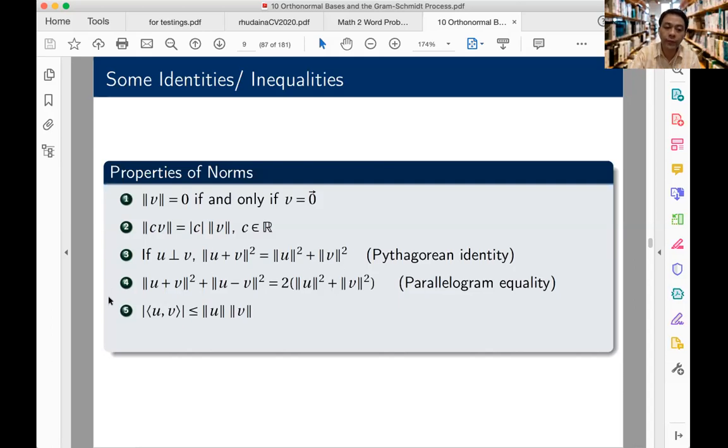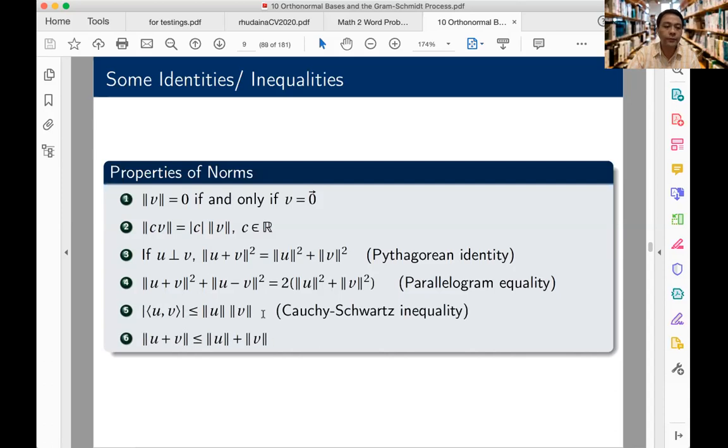So yung nasa left na ito, real value yan, no? Absolute value, is less than or equal to the product of the norms of u and v. Okay? We call this the Cauchy-Schwarz inequality. Okay? The Cauchy-Schwarz inequality. A very popular inequality. You will encounter this time and again.